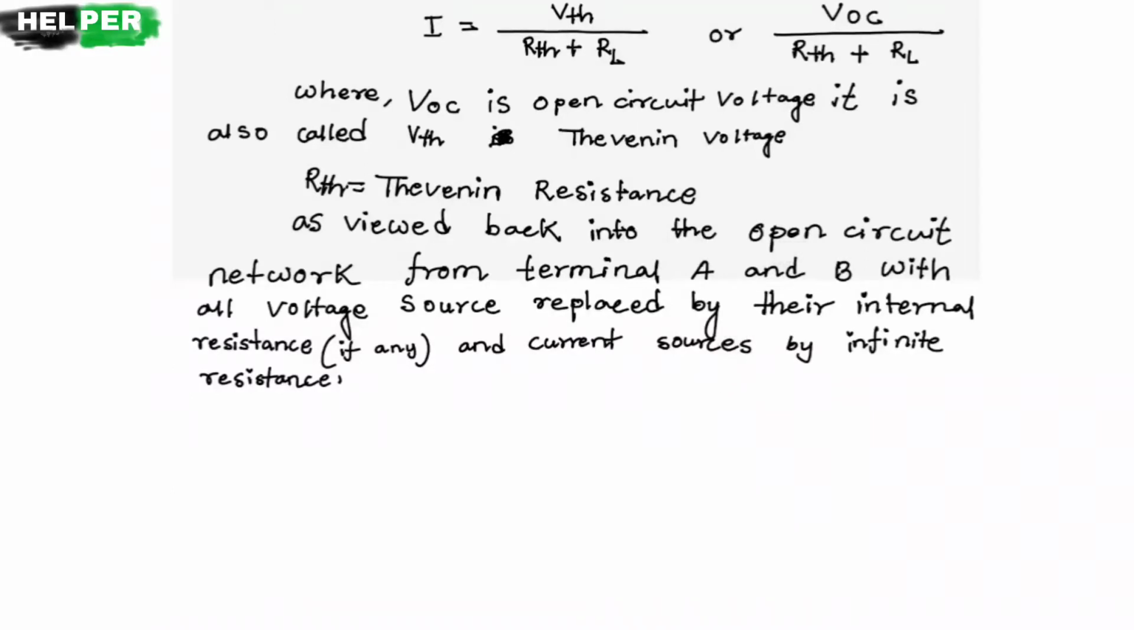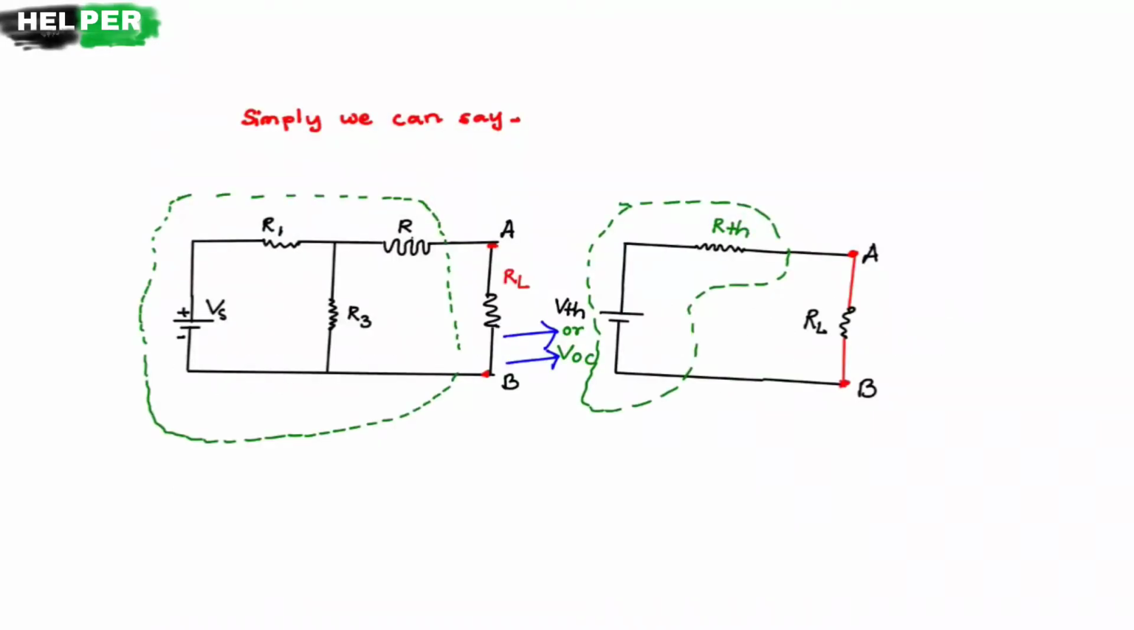Now simply we can say that Thevenin theorem is a process by which we can convert any kind of complex bilateral active network system into an equivalent circuit where only one voltage source is present along with the resistance, that is RTH, in series combination across the two terminals. So this is the most important point, that is we can convert any kind of complex bilateral network system into a simple circuit with a voltage source connected with a resistance in series combination across the two terminals. Here the terminals are A and B and RL means the load resistance.